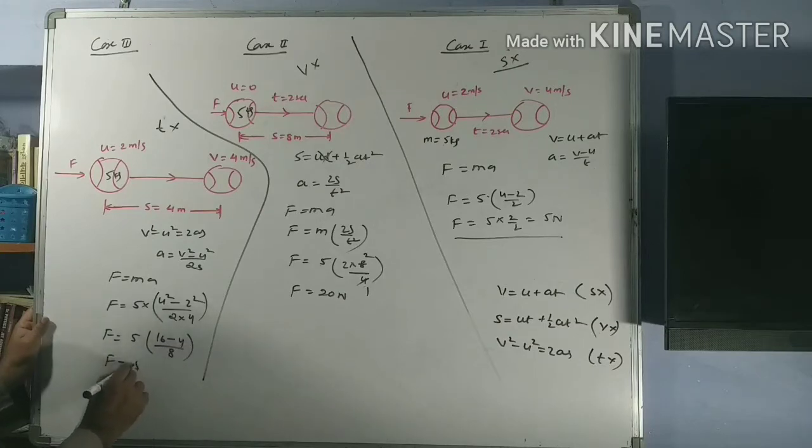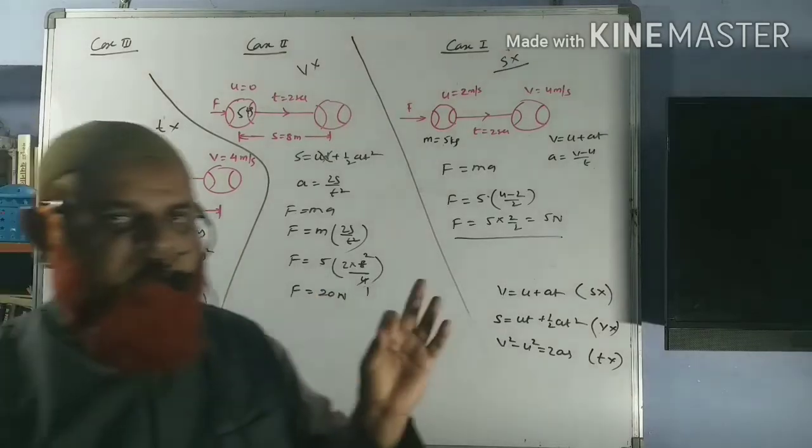So this can be written as 5 into 12 by 8, 4 twos, 4 threes. So 15 by 2, that is 7.5 newtons. So in this case the force applied is 7.5 newtons.